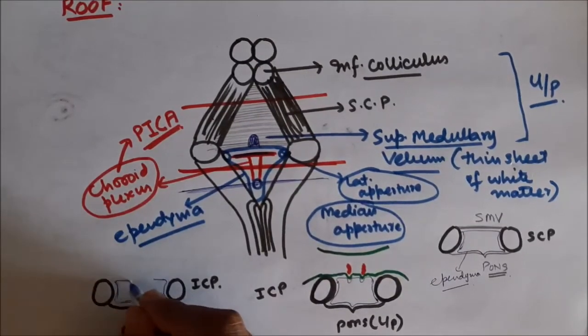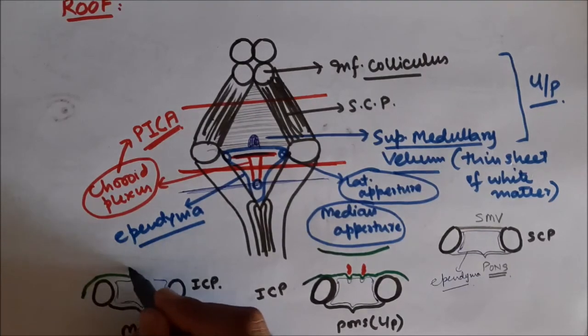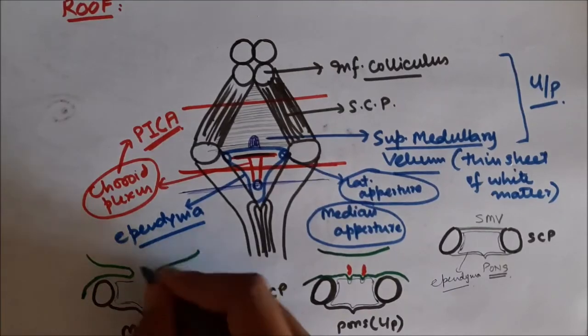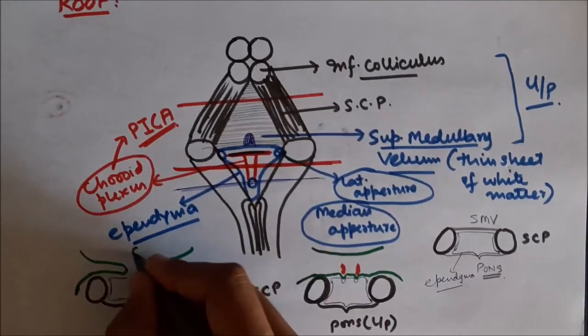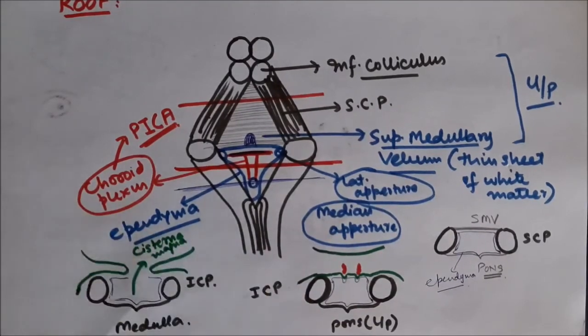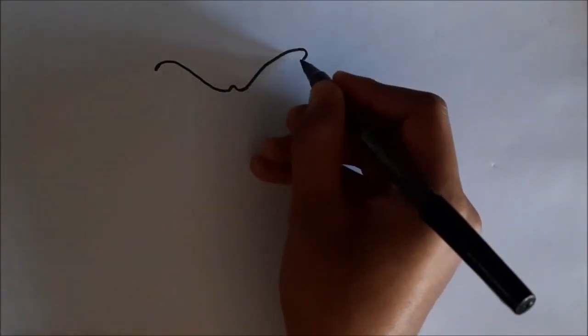However, on the roof side, on the upper side, this will be open, forming the foramen of Magendie, and there will be lining of pia mater and arachnoid mater, and this part will be the cisterna magna. So the cavity of the fourth ventricle is going to communicate with the cisterna magna through this foramen, that's the foramen of Magendie. So these were the sections through different levels of the fourth ventricle, the roof of the fourth ventricle.